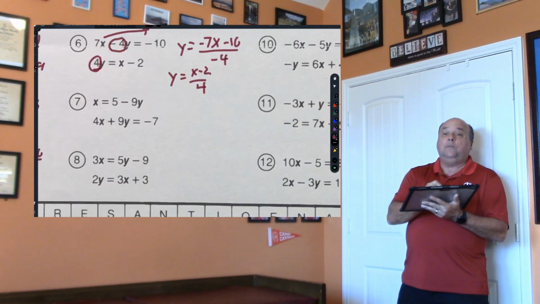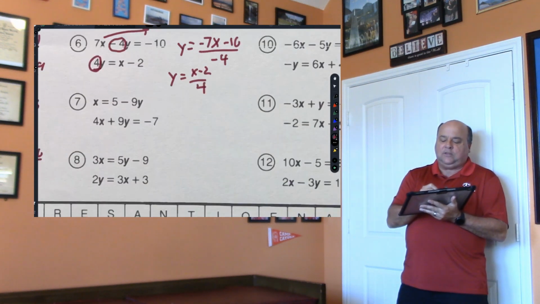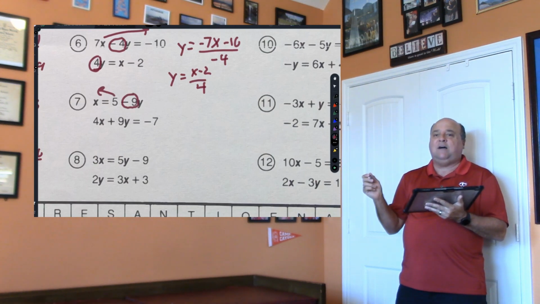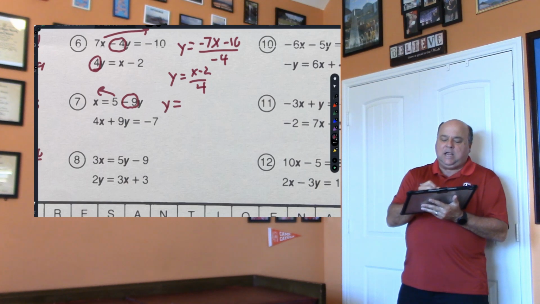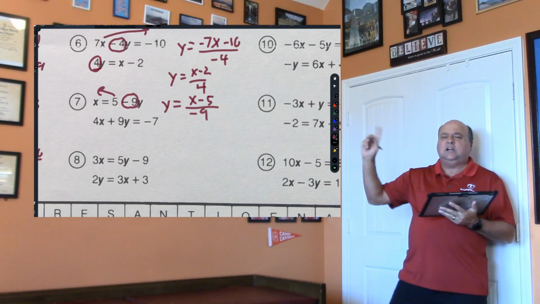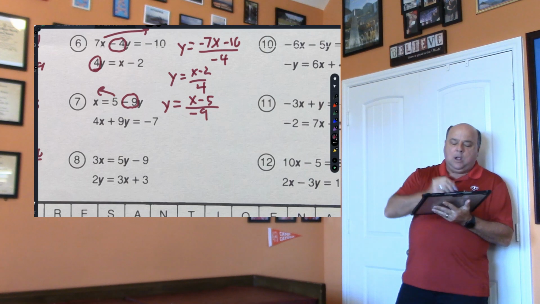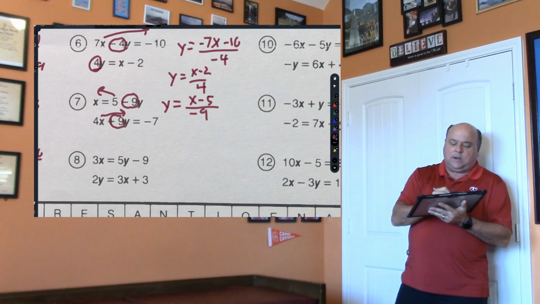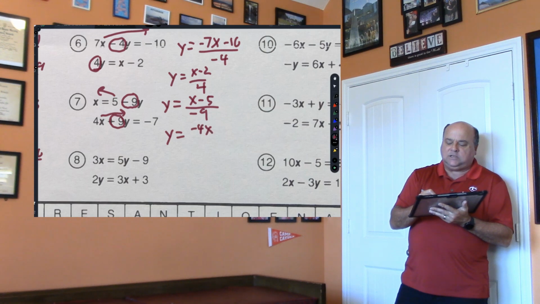On the next one, the x is over here, so we got to get the y all by itself. So the negative 9 goes on the bottom, and the 5 will flip. So write down y equals, the x doesn't change, the 5 switches to minus 5, and the minus 9 goes on the bottom. Kind of tricky because the y's on the wrong side. This one right here, the x flips, the y goes on the bottom. So y equals negative 4x minus 7 all over 9.